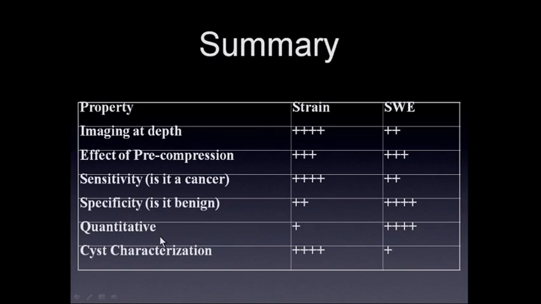If you want a quantitative measurement, with strain we can do semi-quantitative ratios to get a relative ratio of a lesion to something else, such as fat in the image, but we really can't get an absolute measurement. On shear wave imaging, we actually do get that absolute measurement.